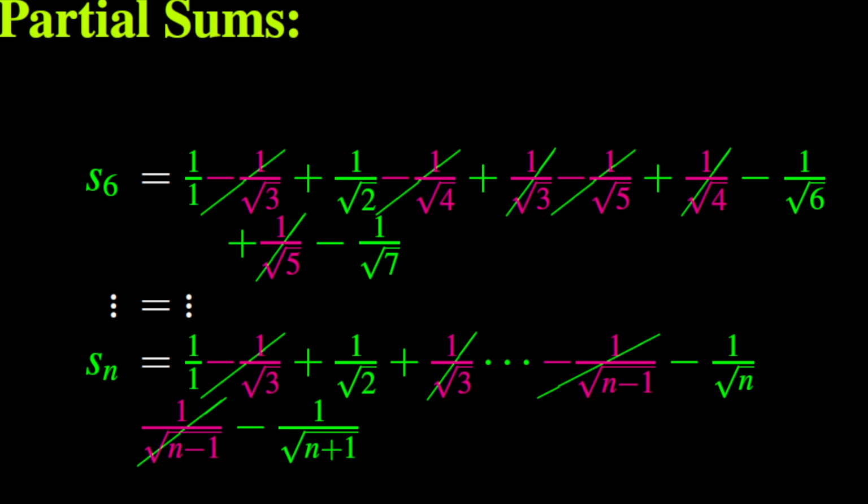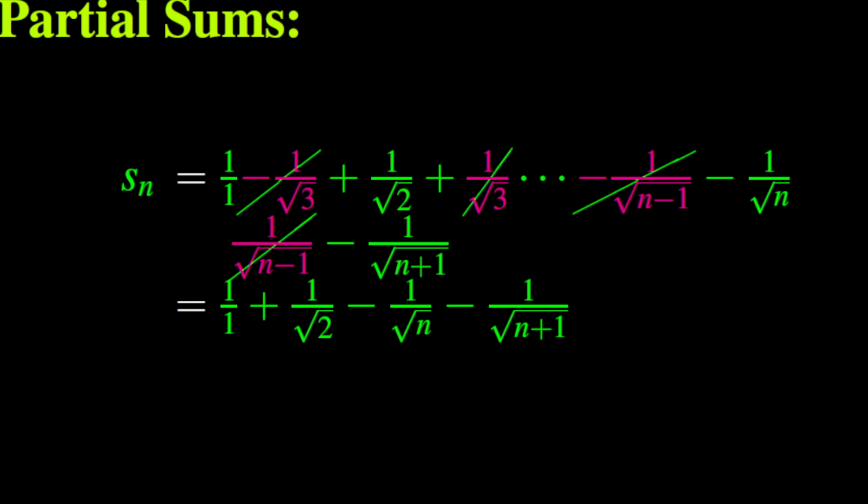Following the same procedure, one can easily prove by induction that in the expression of Sn, we can cancel all terms except 1, 1 over square root of 2, negative 1 over square root of n, and negative 1 over square root of n plus 1. Therefore, Sn is equal to 1 plus 1 over square root of 2, minus 1 over square root of n, minus 1 over square root of n plus 1.